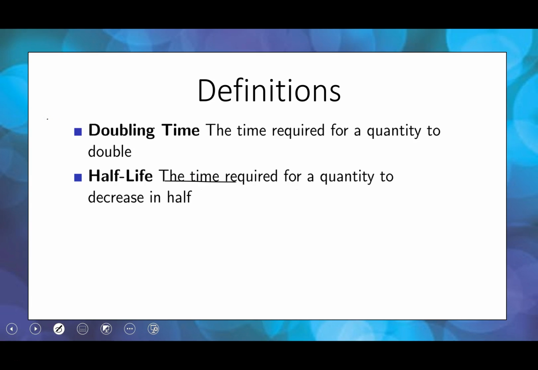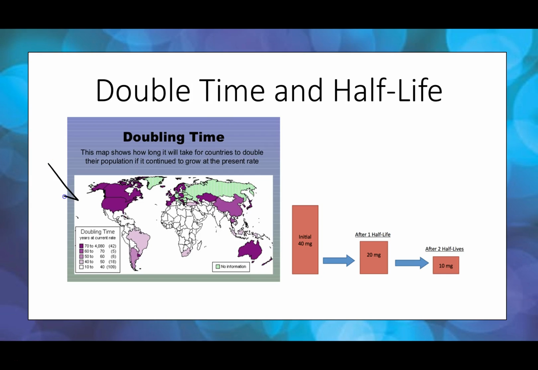How long would it take for the population to double in these particular countries? Well, you can see here in Brazil, it's that light purple, it's going to take 40 to 50 years for their population to double, or to become twice the size that it is at the current moment.